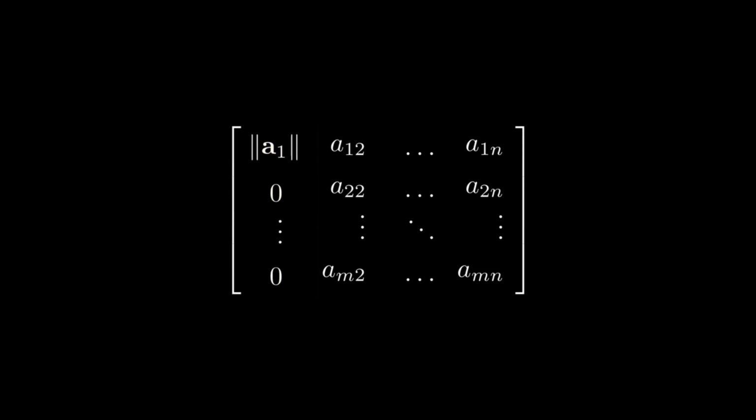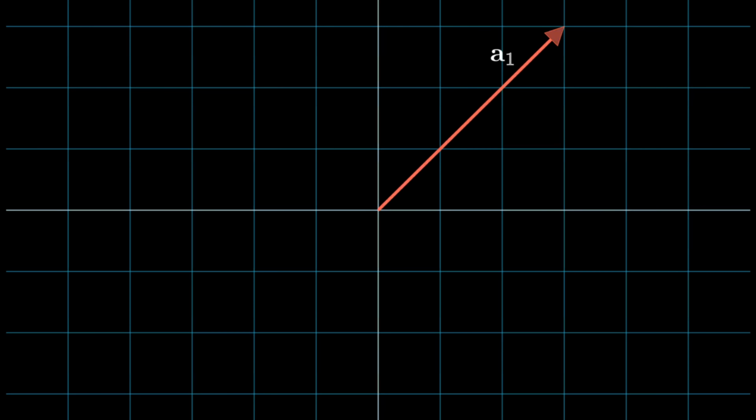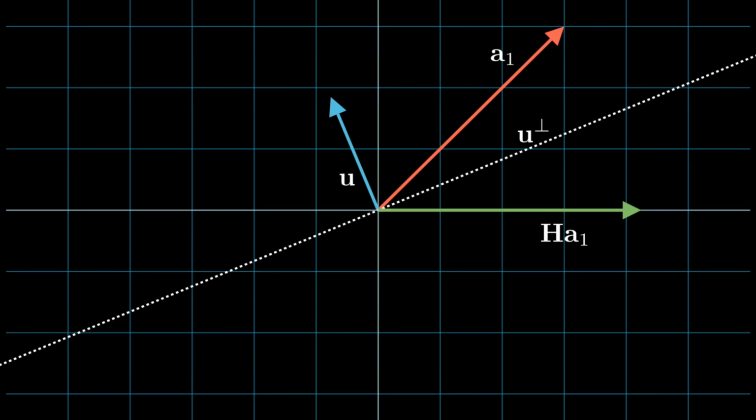So geometrically, say our first column vector looks like this. We want to find a unit vector such that when we reflect our column vector across the perpendicular axis of our unit vector, our resulting vector ends up on the x-axis. Now, a key property of orthogonal matrices that we have not discussed yet, but is really important and really easy to prove, is that orthogonal matrices preserve magnitude.